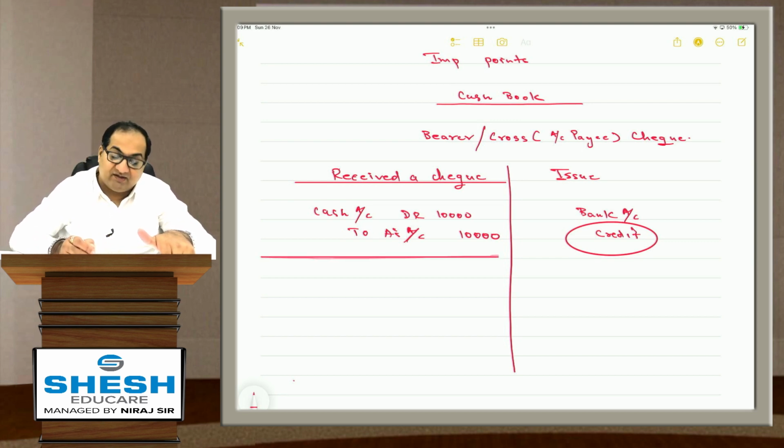Now second part. This was which check? Bearer check. Now you have received a cross check. Account pay check.